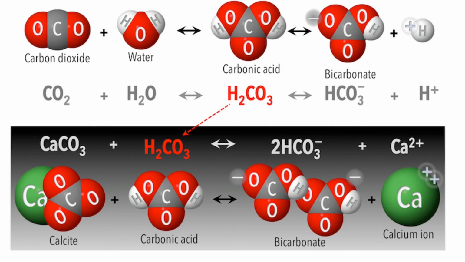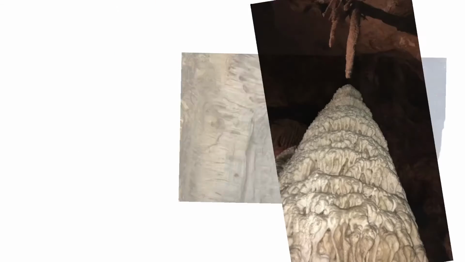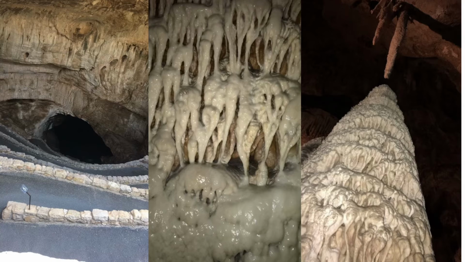So to summarize, carbon dioxide and water in the atmosphere react to make carbonic acid. This carbonic acid reacts with calcite, or calcium carbonate, and forms a solution of calcium and bicarbonate ions, which runs away from the rock, leaving gaps over periods of thousands to millions of years. The precipitation of this calcium solution can form these really amazing speleothems.